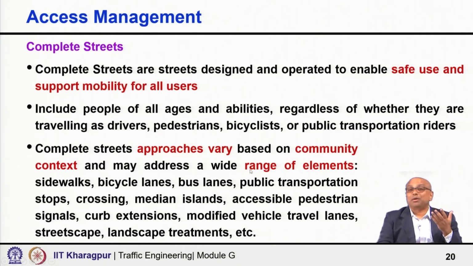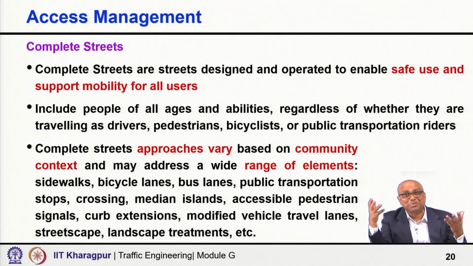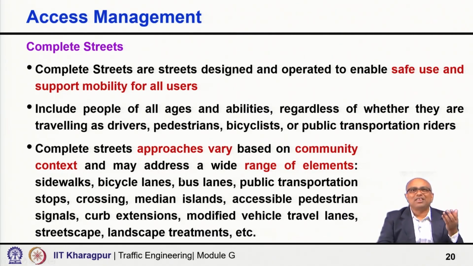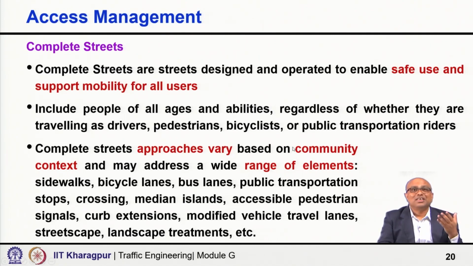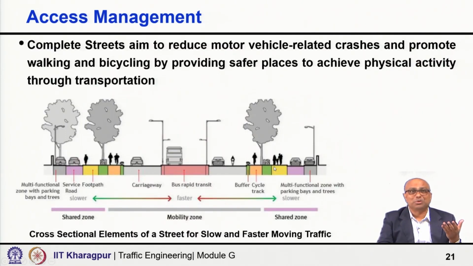So, the complete streets approach may vary based on the community context: what is the community we are talking about, what are their requirements, what are their expectations. Therefore, it may address a wide range of elements, maybe starting from sidewalk, bicycle lane, bus lane, public transportation stops, to crossing and median islands, to accessible pedestrian signals, to curb extension, modified vehicle travel lanes. A whole range of things may be possible. It all depends on community context, and therefore a wide range of elements may be included.